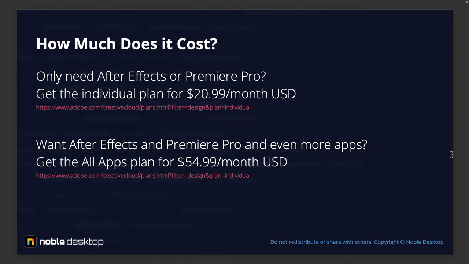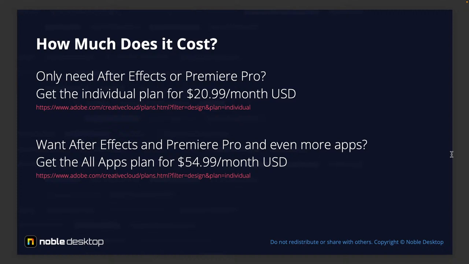For their yearly subscription, if you want After Effects or Premiere Pro, it's $20.99 a month. It's $21 a month, plus tax, by the way. Okay. But what you'll find, usually for the record, is that you need more than one of those two programs. If you're going to prepare or even need to edit graphics, you'll probably need Photoshop or Illustrator or both.